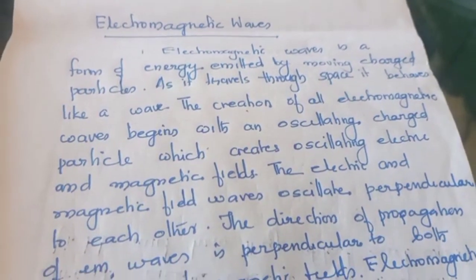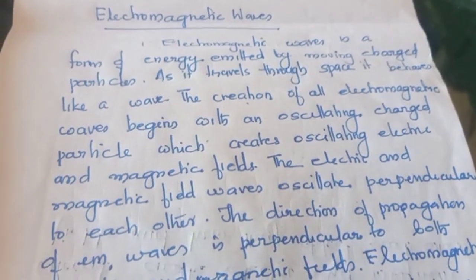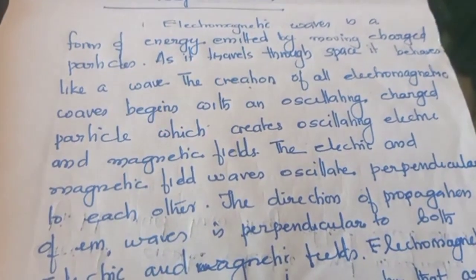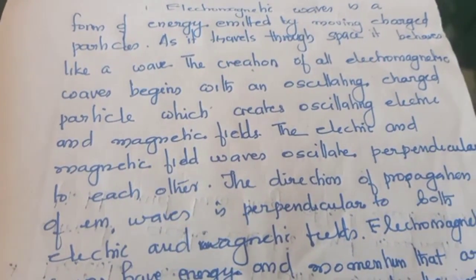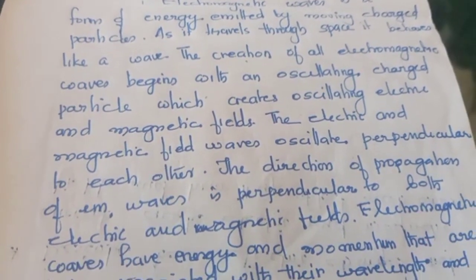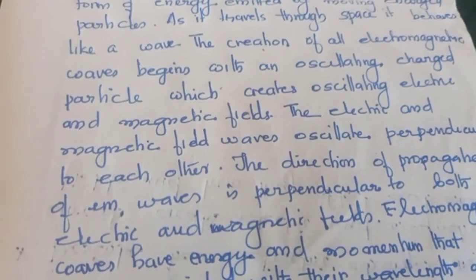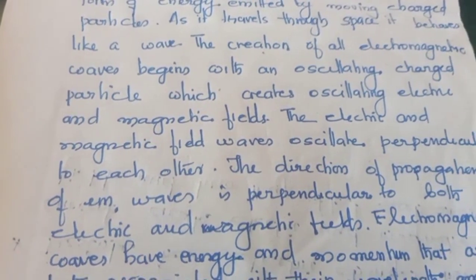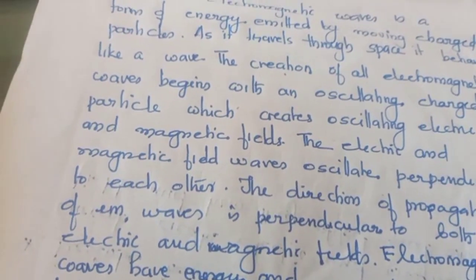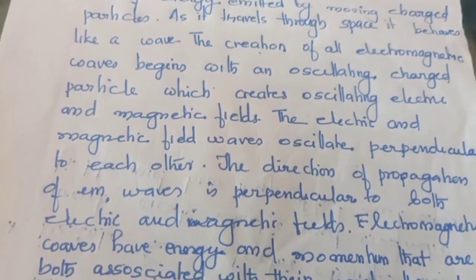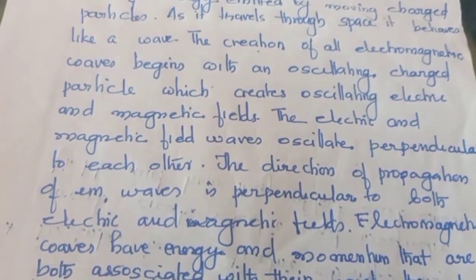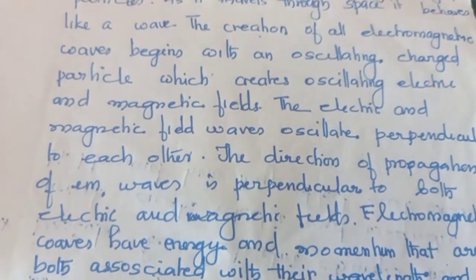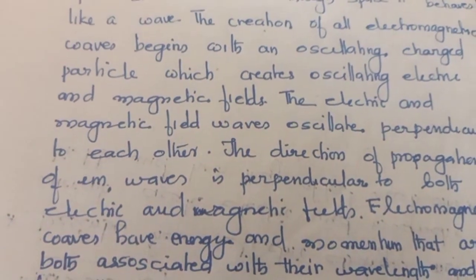Electromagnetic waves are a form of energy emitted by moving charged particles. As it travels through space, it behaves like a wave. The creation of all electromagnetic waves begins with an oscillating charged particle, which creates oscillating electric and magnetic fields. This electromagnetic wave is a transverse wave with perpendicular electric and magnetic fields, and the propagation of the wave is in a direction perpendicular to both the electric and magnetic fields.